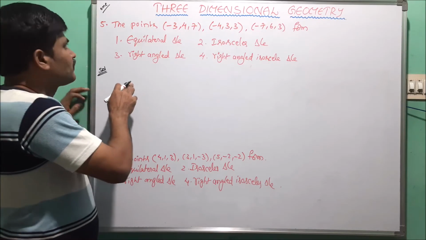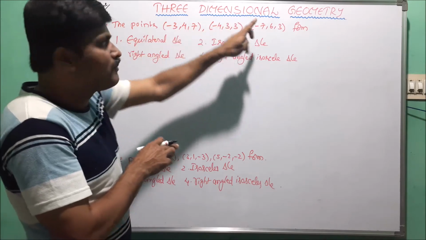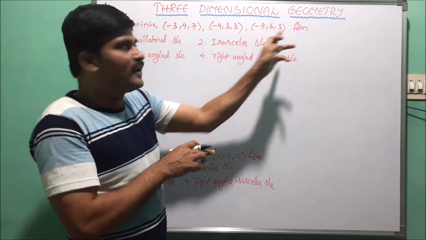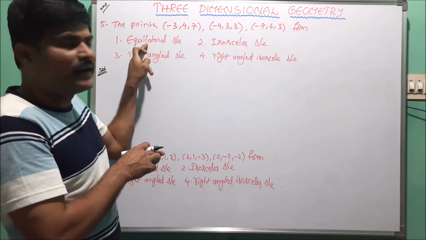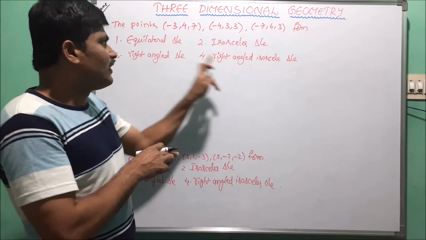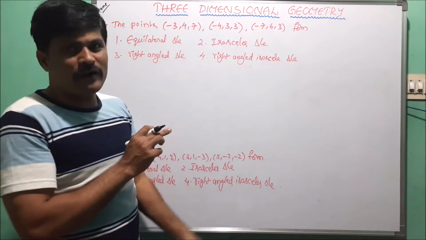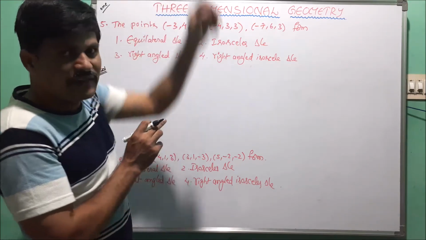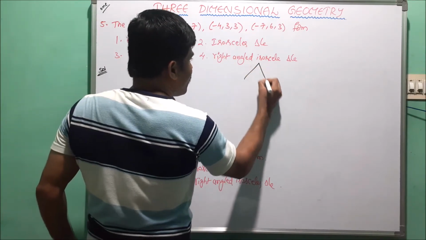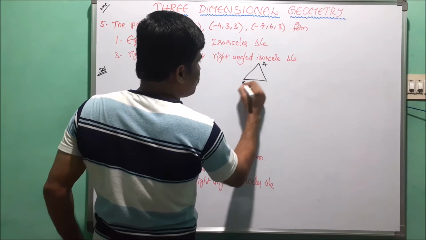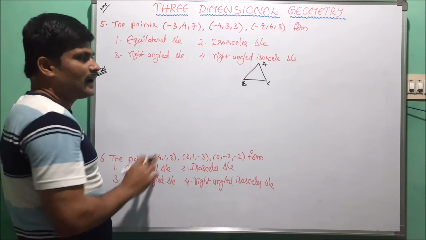Now the next problem. Here the points (minus 3, 4, 7), (minus 4, 3, 3), (minus 7, 6, 3) form, given the options, an equilateral triangle, or isosceles, or right angle, or right angle isosceles. Now here first we take the distance between the points. First of all, let us consider the given 3 points to be the vertices of the triangle. Now we take one more triangle. So this is ABC. Here the triangle is either equilateral, isosceles, or right angle isosceles.